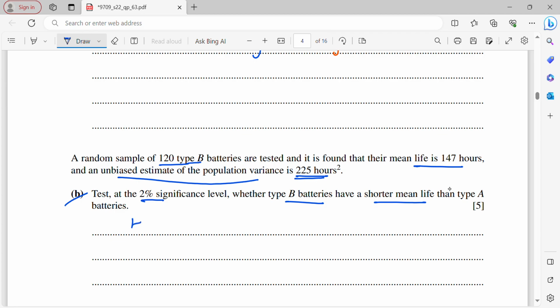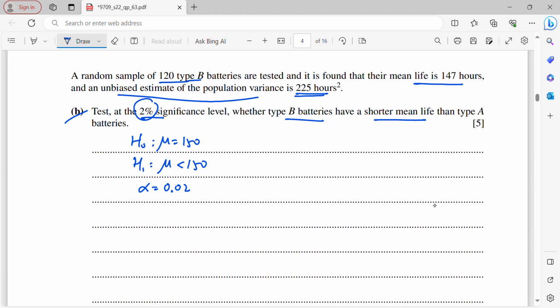Means that your H0: mu is 150. The H1: mu is less than 150. Okay, and then 2% significance level, alpha equals 0.02. Now from here, I will sketch a graph. Since it is a lower tail, one tail test, based on the H1, it is less than, that means the tail is on the left side. So here is going to be 0.02.